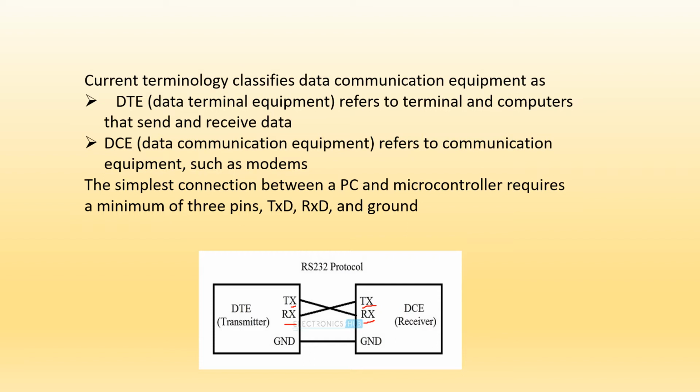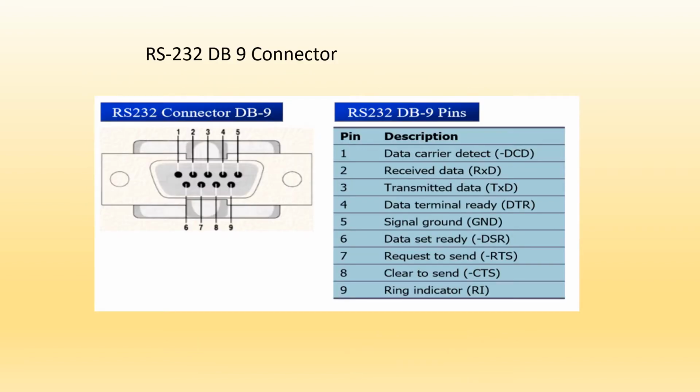To make the connection between the computer and the microcontroller, we are using the RS-232 protocol, with the 9-pin RS-232 connector. So we'll see about the RS-232 DB9 connector. The basic three lines, as I already said, are the receive data line, the transmit data line, and the signal ground. These three lines are connected together to make a communication path between the microcontroller and the computer.